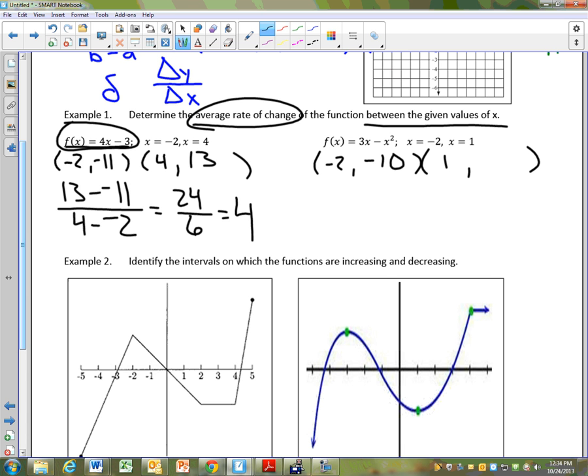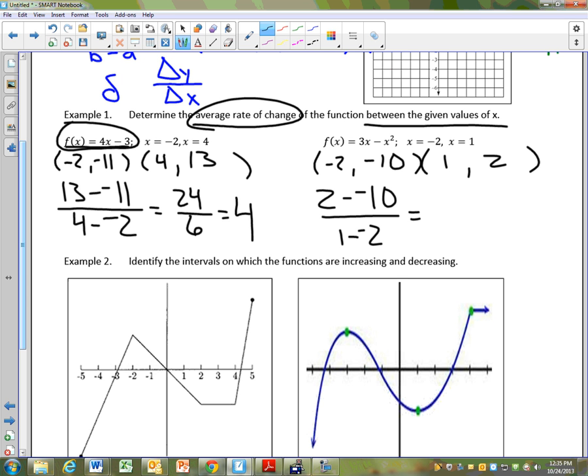-10? 3 times -2 is -6, minus 4 is -10. Then plug in 1 and we get 2. Use our rate of change formula, otherwise known as slope. 2 minus -10 divided by 1 minus -2.